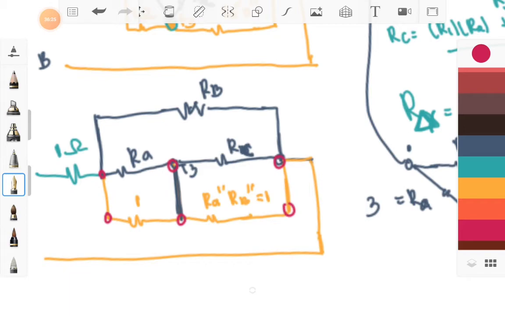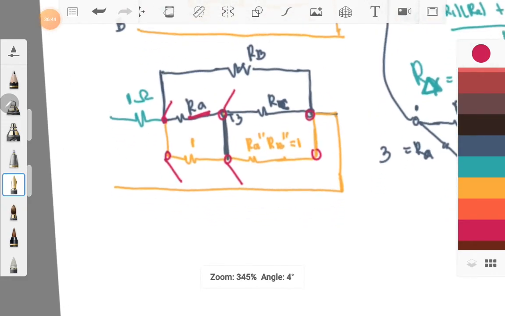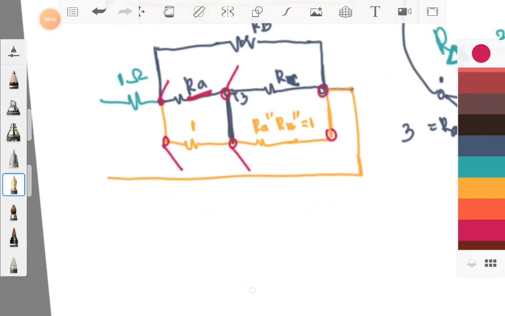Why? Because of this node. If there were no node there, they could be in series. Since it is there, they are in parallel. Why? Because the two terminals of your RA are directly connected to the two terminals of this 1 ohm. So therefore, they are in parallel. So therefore, your RC has the same explanation as your RA.